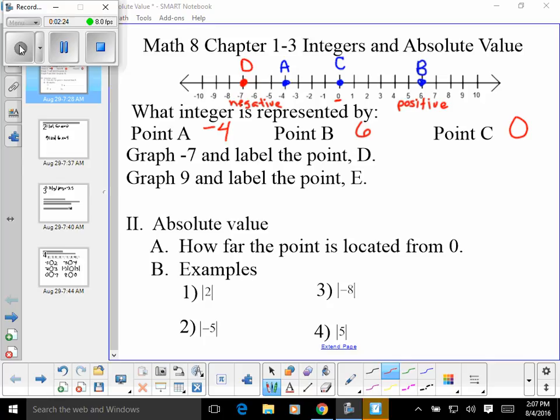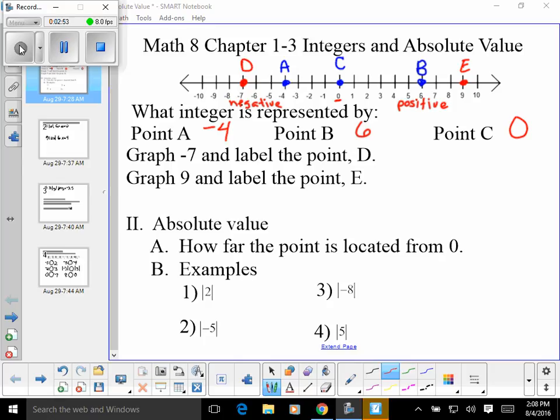Our next integer is a 9. That's positive. We want to be to the right of 0, label with a dot and the letter E. Now notice that one of the things you have to ask yourself is, do I go to the left of 0 or do I go to the right of 0? With all negatives going to the left and all positives going to the right.